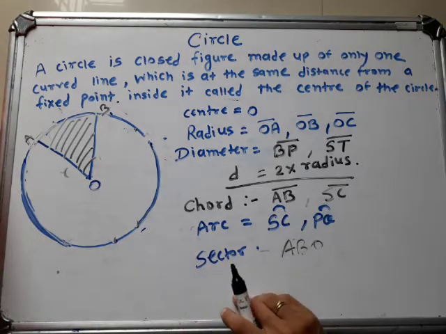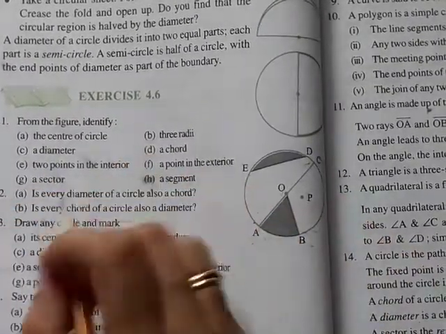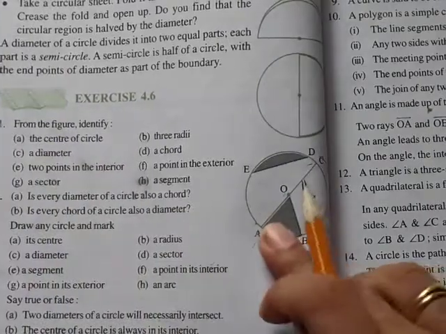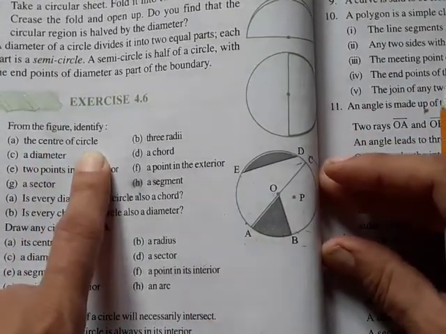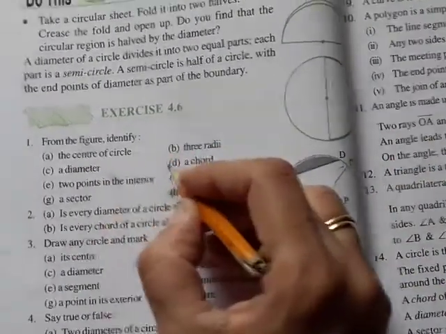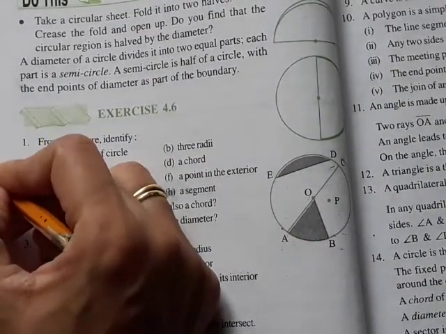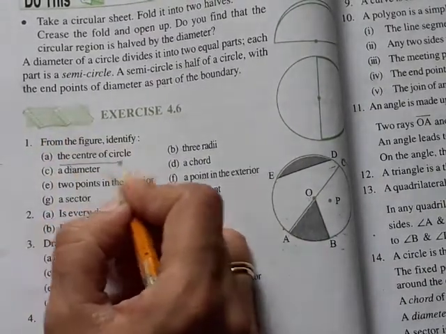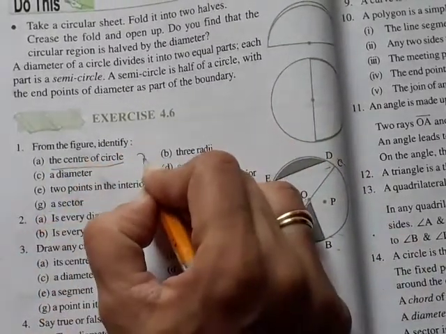Now you have to complete exercise 4.6. Exercise 4.6 is: from the figure, identify. This figure is given. First, the center of the circle. Which is the center of the circle? Write the answer here: O. Write the full sentence: O is the center of the circle. Okay, this is your answer.